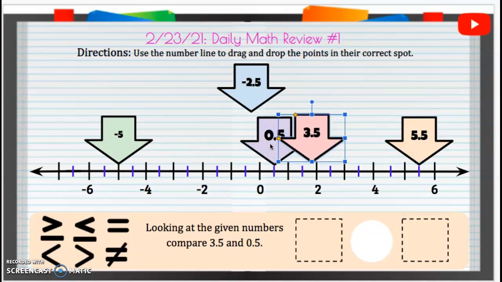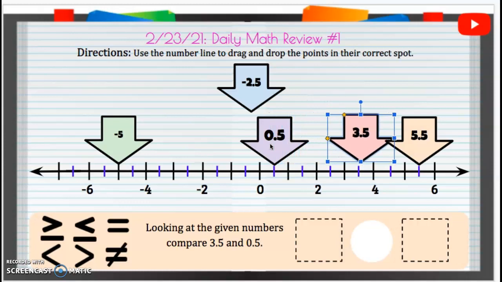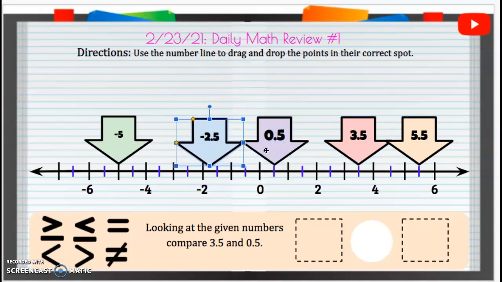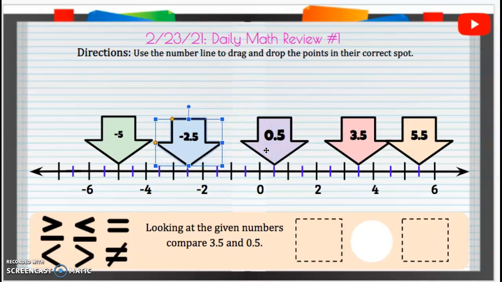So go 1, 2, 3.5. And -2.5, we'll go -1, -2.5.